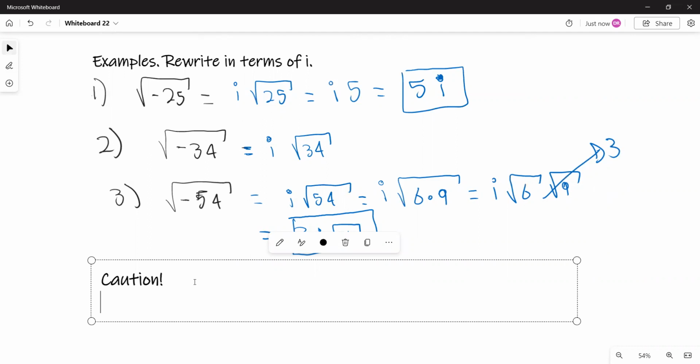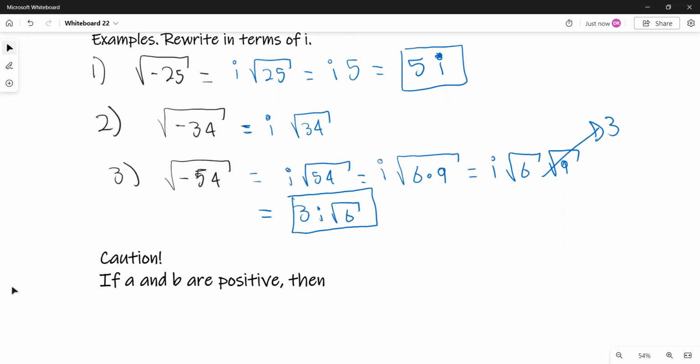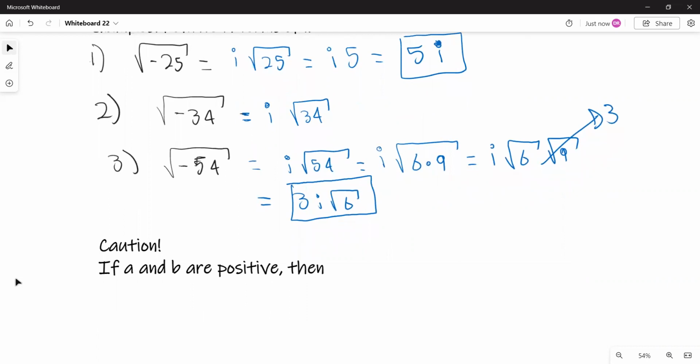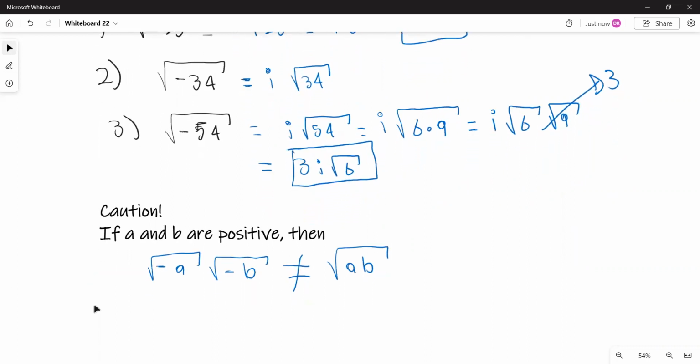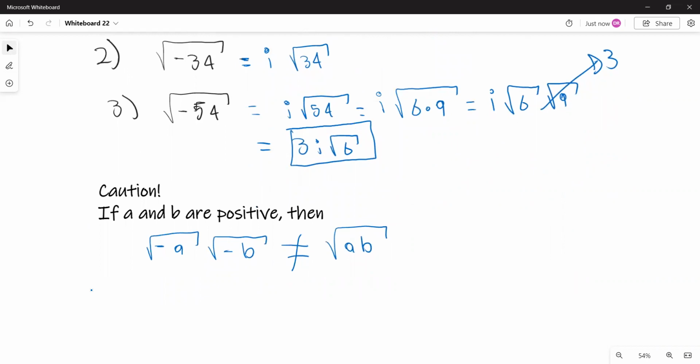If a and b are positive, then we cannot separate like that. The square root of negative a times the square root of negative b does not equal the square root of a times b. So a short example is this one, of why we cannot do that. We cannot bring it together as one square root.